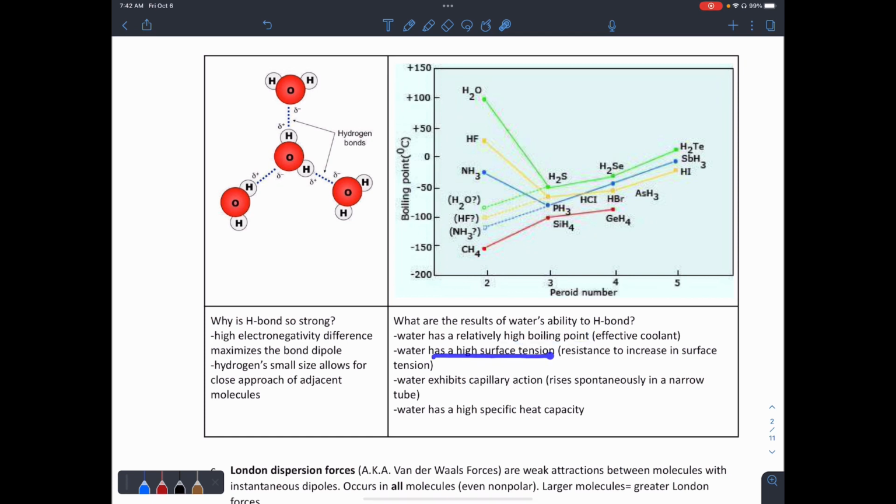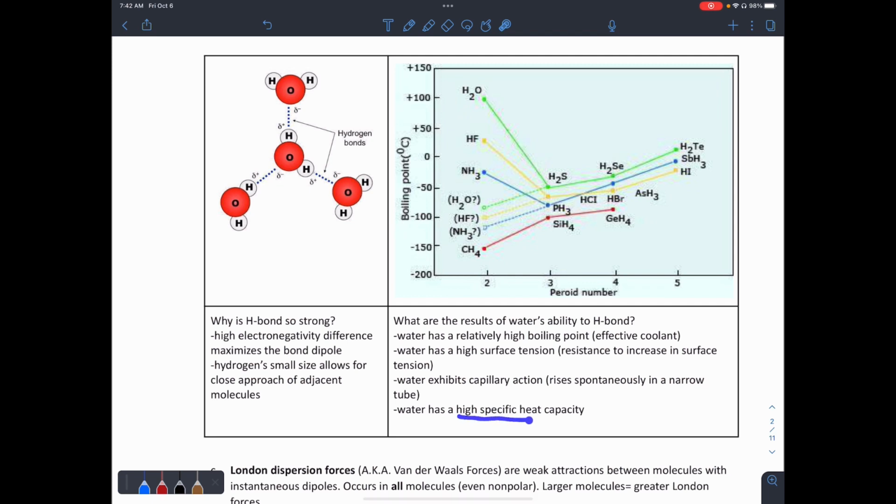Water has a high surface tension. That basically means the molecules are sticky at the surface layer. They are resistant to breaking apart, and that is because they can hydrogen bond. It exhibits capillary action, meaning that it rises spontaneously up a narrow tube. And again, that can be explained by water's sticky nature. The molecules hydrogen bond, and each H2O sticks to its neighboring H2O very strongly.